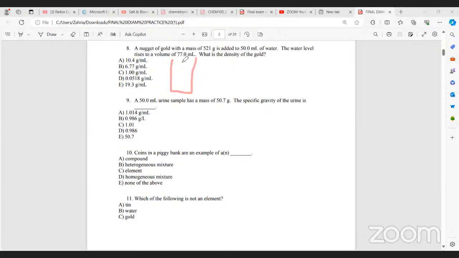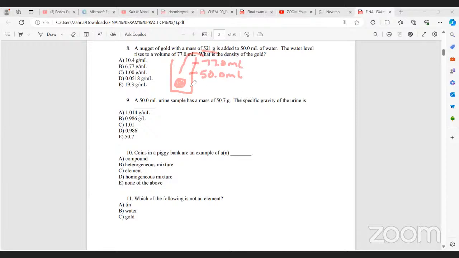All right, so this question says, a nugget of gold with a mass of 521 grams is added to 50 milliliters of water. So I'm going to go ahead and do the visual for you all. I'm just going to say that you added this nugget to 50 milliliters of water. The water level rises to 77.0 milliliters.